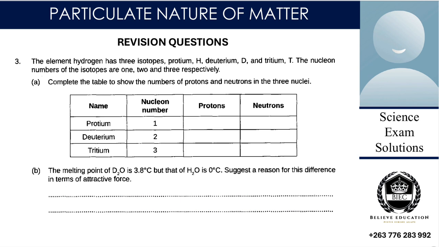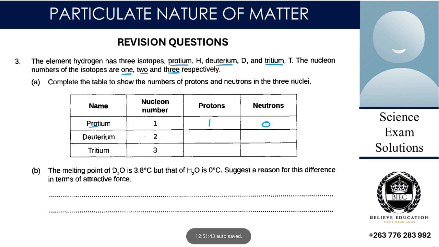Then to enter the next question, the element hydrogen has 3 isotopes. We have protium, deuterium, and tritium. Then the nucleon numbers of the isotopes are 1, 2, and 3. So when we say nucleon number, we mean both number of protons and neutrons added. So which means protium only contains protons. So it has 1 proton, then the neutrons are 0.